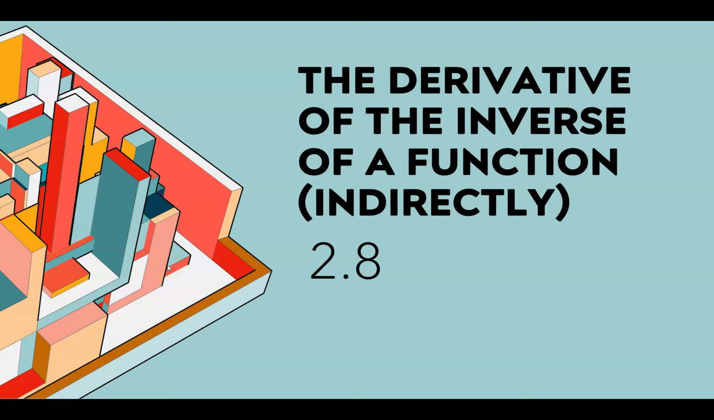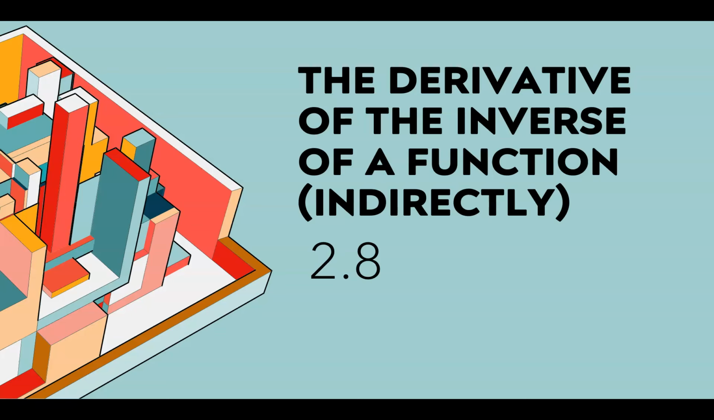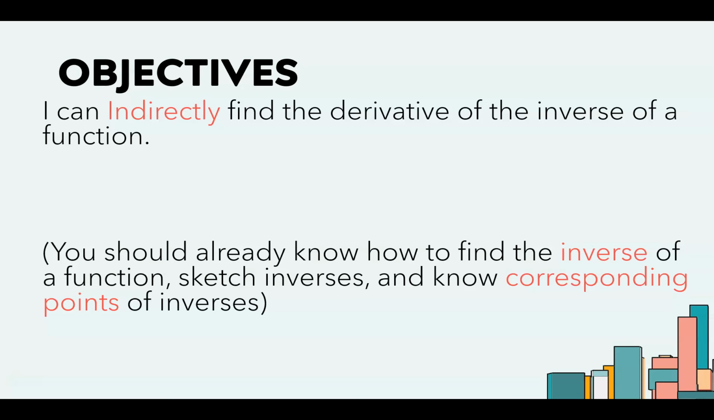Unit 2, Lesson 8 is derivative of the inverse of a function indirectly. The reason it's indirectly is we're looking for a relationship here. A lot of times you're given information where you can't find the inverse, and then therefore you can't find the derivative of that inverse. So this is a relationship College Board wants you to know. And I guess it can be useful. So we're going to indirectly find the derivative of the inverse of a function.